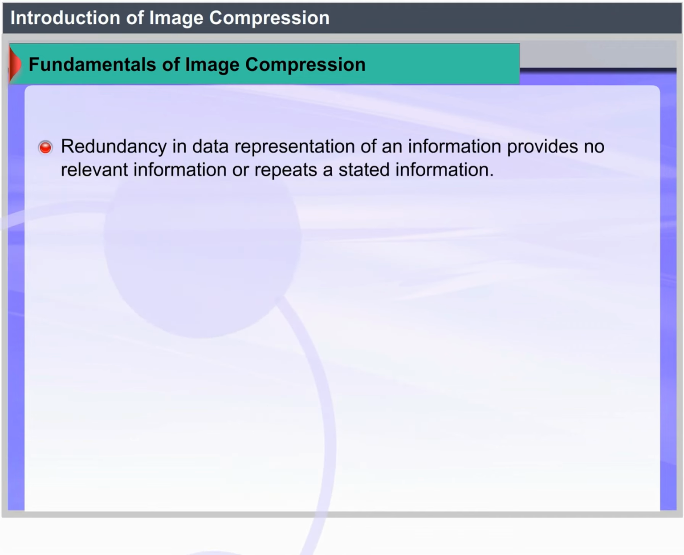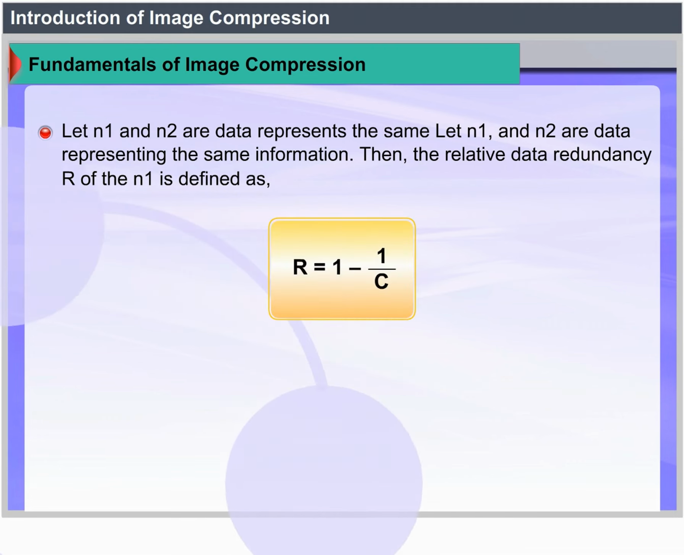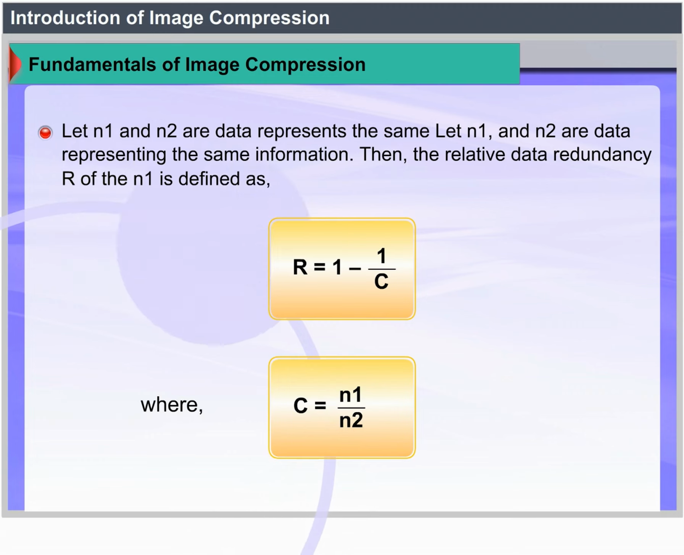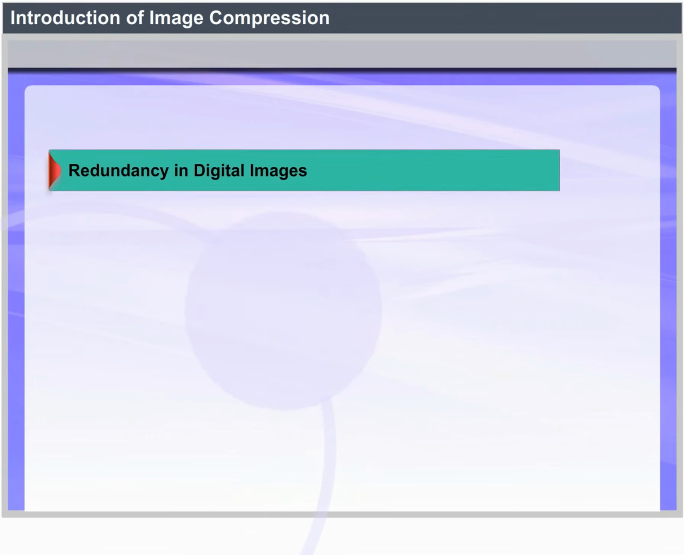Redundancy in the data representation of information provides no relevant information or repeats stated information. Let N1 and N2 be the data representations. Then the relative data redundancy R of N1 is defined as R equals 1 minus 1 by C, where C equals N1 by N2. Redundancy in digital images.